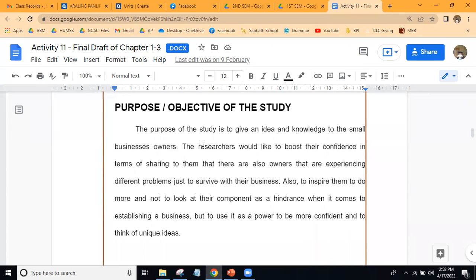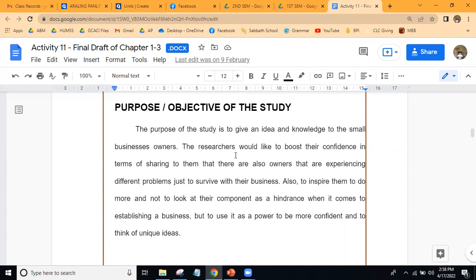So, the purpose of the study is to give an idea and knowledge to the small business owners. So, magbibigay daw sila ng idea at kaalaman sa mga business owner. The researchers would like to boost their confidence in terms of sharing to them that there are also owners that are experiencing different problems just to survive in their businesses.